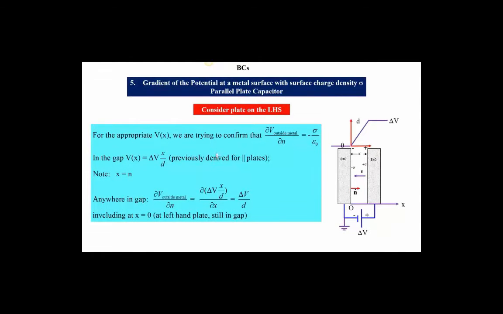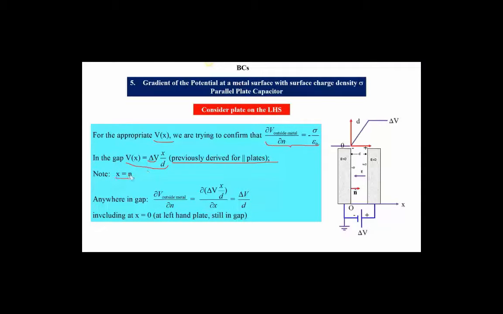Okay, so let's talk about the potential, and we'll talk about it over here and this point here. If we have a V of x, what we are trying to do is confirm this quantity here, that the partial of V outside with respect to the normal coordinate will be minus sigma over epsilon naught. So we've already said that this is a linear function, and if you go through the derivation of what this would be, it would be the battery voltage, delta V, times x over d. When x equals d, you get the battery voltage, and that's this right up here. And so this function starts at x equals 0 at 0 and goes up to delta V.